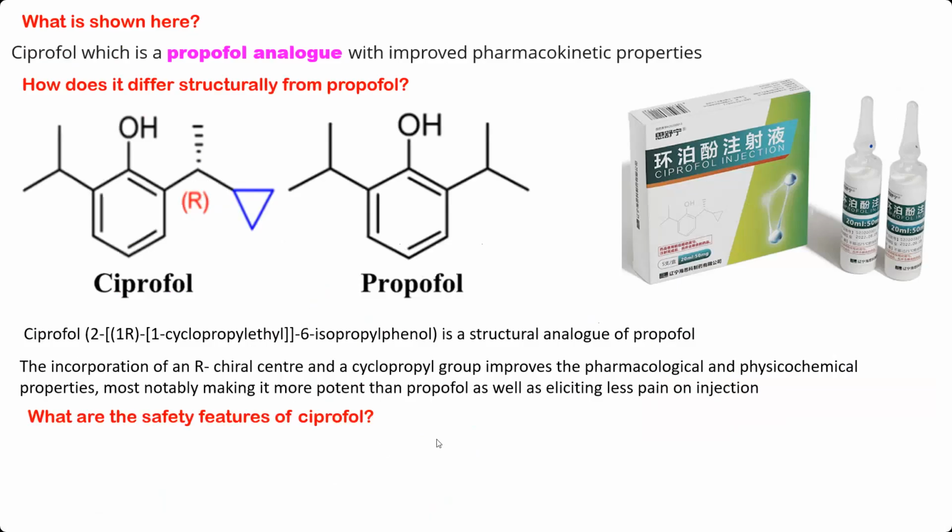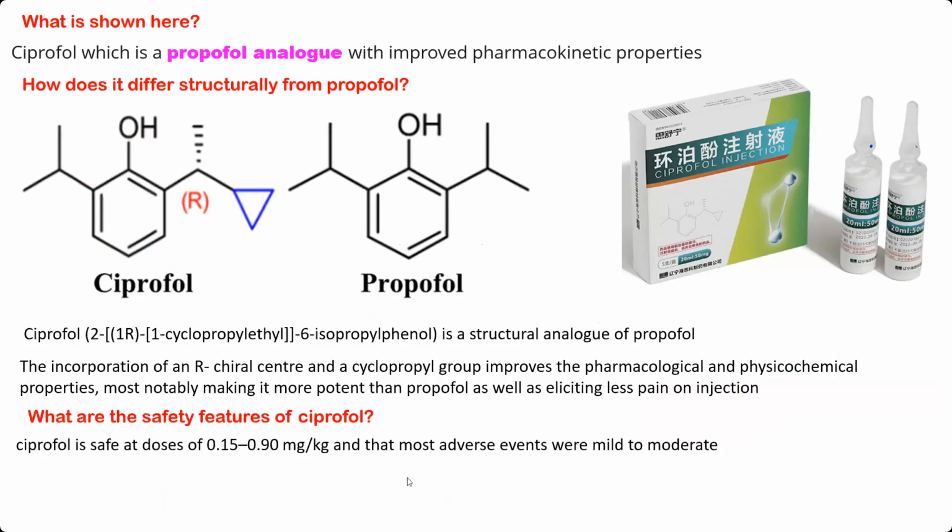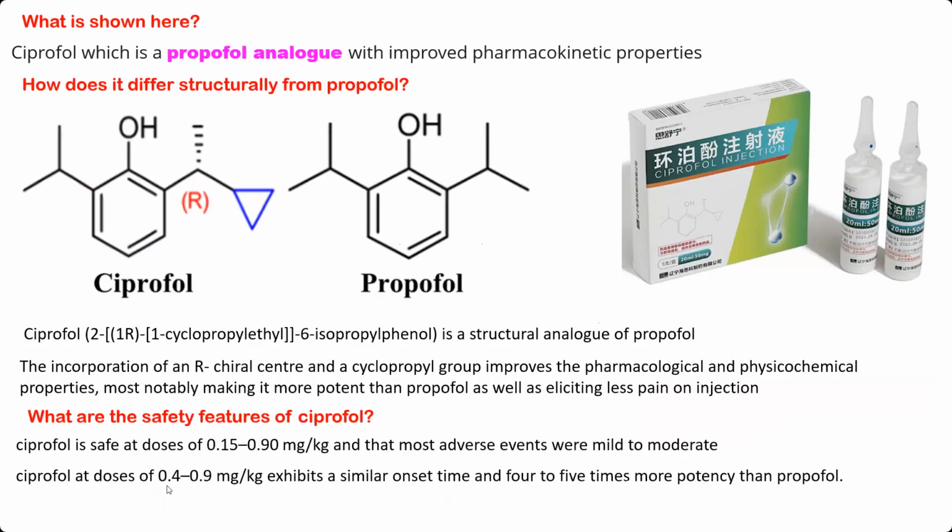What are the safety features of ciprofol compared to propofol? Okay, the answer is the dose is much less compared to propofol. What is the dose of propofol you give? 1 to 2 milligram per kg. Whereas here the starting dose is 0.15 to 0.90 milligram per kg. Less than 1 milligram will be enough. And ciprofol doses of 0.4 to 0.9 exhibit similar onset time, but at the same time 4 to 5 times more potency than propofol. Okay.